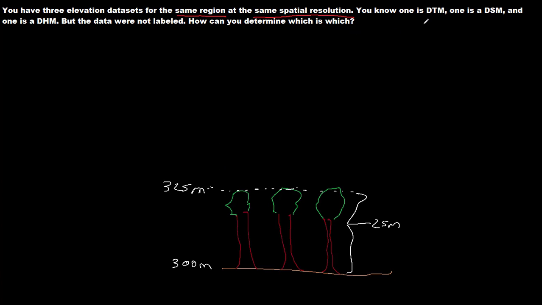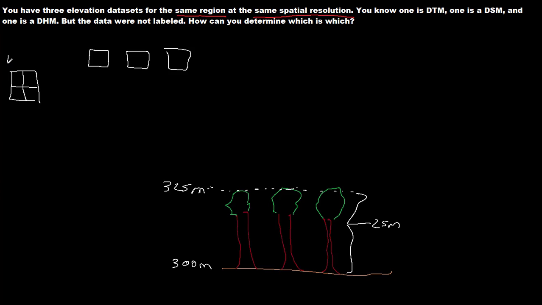So if you have three DEMs, digital elevation models, a DTM, DSM, and a DHM, and they're all for the same region at the same spatial resolution, how can you go about determining which one's which? Well, let's think about this for a second. If you look at one pixel, so let's say we have the three data sets, we pick one pixel. This is the same pixel in each image, so we're looking at the same piece of the image in each of the elevation data sets. Just to make sure we are all clear, we took a piece out.